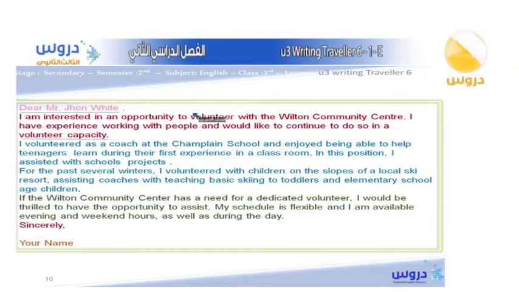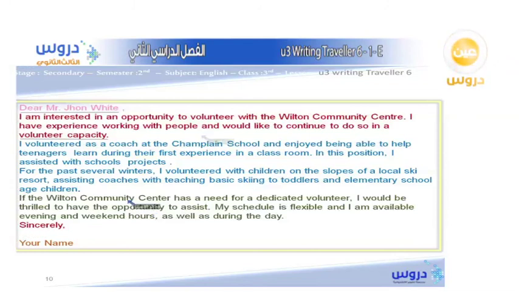From I am interested in the opportunity to volunteer with Wilton Community Center. So can you remember, Hassa, what is the name of this part of the application? Okay, we call this the opening paragraph, and then we go to the main parts, and then we go to the closing paragraph, and then the signature. You can write even your name or a formal way of signature. All right.